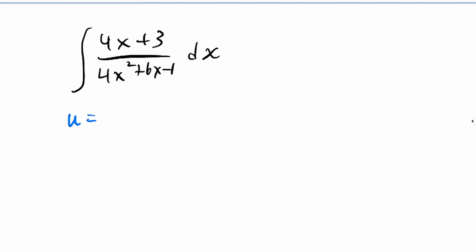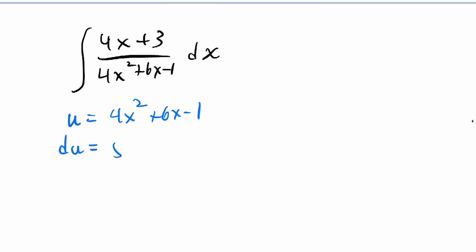In this problem, notice that if we differentiate this, we're going to be left with a linear term and a constant, because the 1 will go away, the 6x will turn into a 6, and the 4x² will turn into 8x. Okay, so let's try it. We're going to let u equal 4x² + 6x − 1. In these big polynomial rational functions, guys, generally u will be the big denominator, because after you take a derivative, there's going to be some factor of the numerator that you can cancel out.